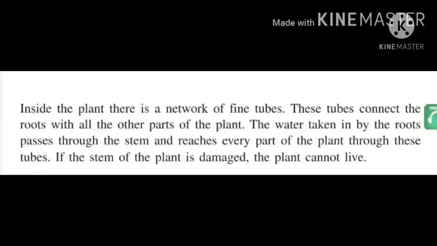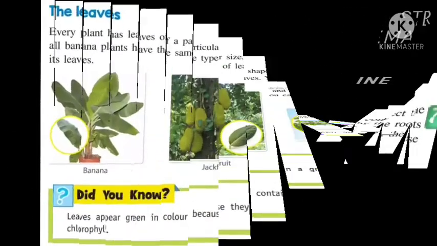If the stem of the plant is damaged, the plant cannot live. So what do the plants have to carry food, water and minerals in their body? They have a network of fine tubes, and with the help of these tubes they carry water, minerals, and food from one part to another part of their body.